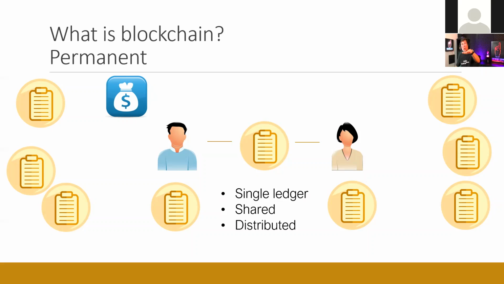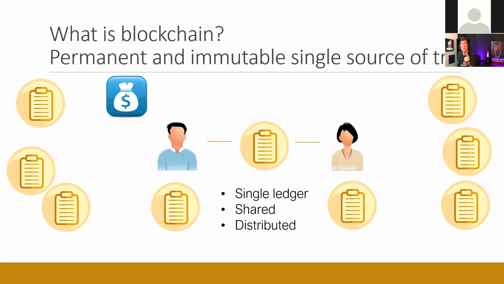That information is recorded permanently. Every single transaction that has ever taken place in Bitcoin has been recorded permanently on the Bitcoin blockchain. And the information is immutable. You can never change it. Everything that's recorded on Bitcoin is permanent and immutable, and it serves as a single source of truth.